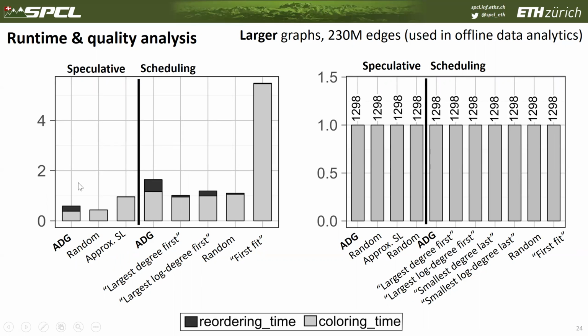So we are comparable or slightly worse than some schemes in the speculative class, and comparable or somewhat worse in the scheduling class. In this particular graph, all the schemes have the same number of colors used, but in many other graphs, we are again comparable to the schemes based on the strict degeneracy ordering while being much faster in runtimes.